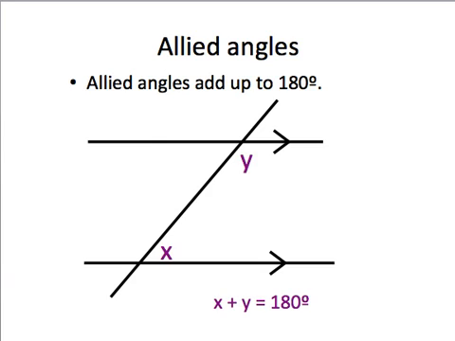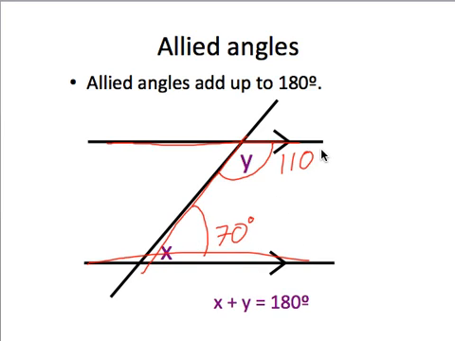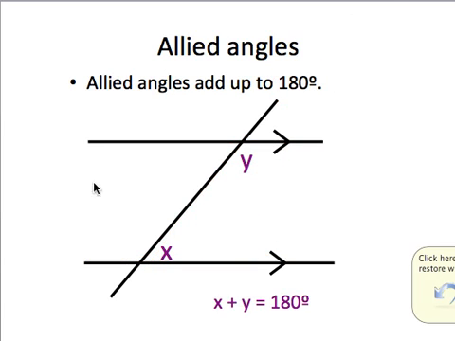Now, also, we know that allied angles add up to 180. So again, if we have a pair of parallel lines, and we have a line that cuts through them, these angles here, for example in this case X and Y, add up to 180. So if I were told, for example, that Y is 110, I would know that X is 70 degrees because allied angles add up to 180.